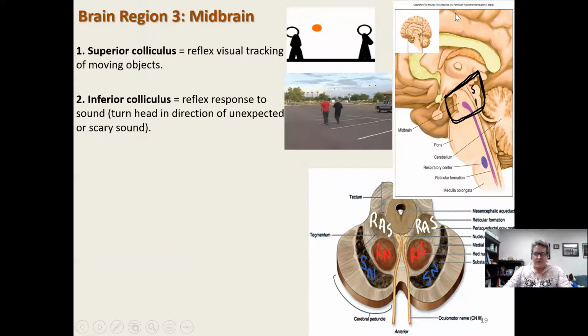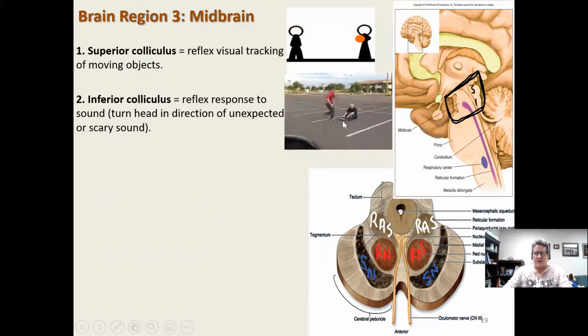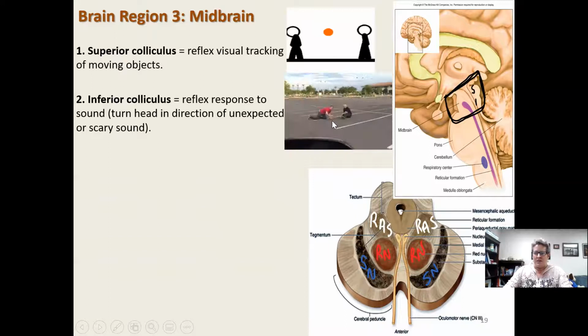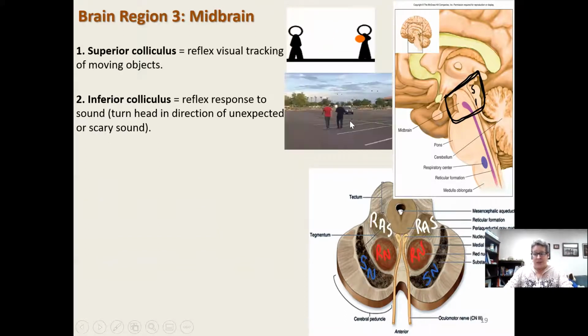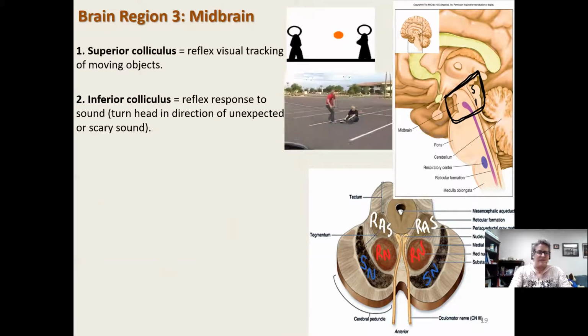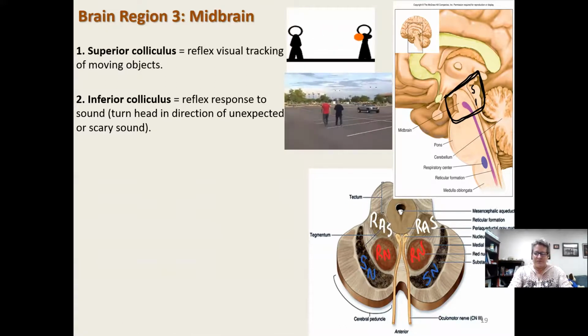And so I have this GIF where there's a truck approaching these guys walking with their backs turned. He honks his horn, and not only do they turn to the source of the sound, they actually fall down. But that reflexive turning of your body to the source of the sound, that's the inferior colliculus.